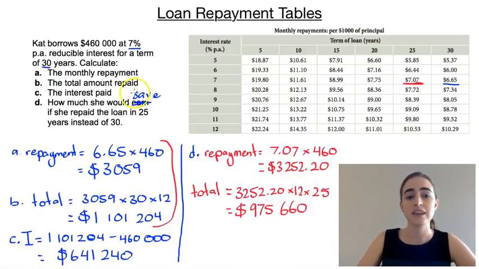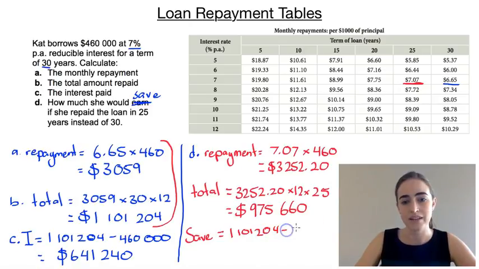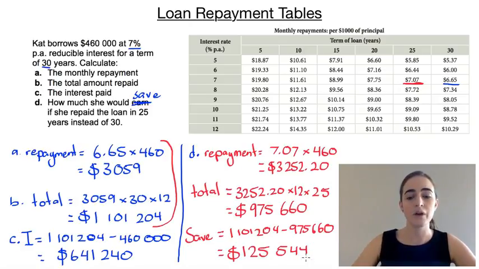So our question asks, how much did she save? So we want to know how much less this total is than our initial total. So her savings is going to be that 1,101,204 minus our 975,660, and we'll end up with $125,544. So that's just one example of how we can use loan repayment tables for our calculations.